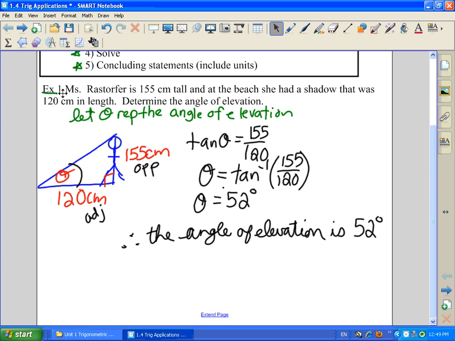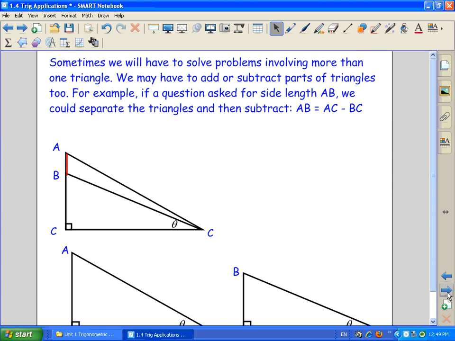All right, so that was a simple trig application question, probably familiar to you from maybe grade 10, if not grade 11. Now we're going to deal with a more complex one. But to deal with a more complex one, let's just explore some examples of where we might have to use two triangles. You don't actually need to write this out unless you want to. I think this will be self-explanatory after you read it.